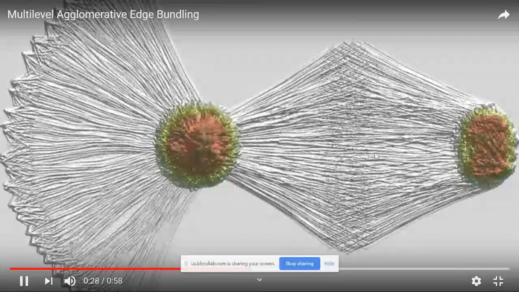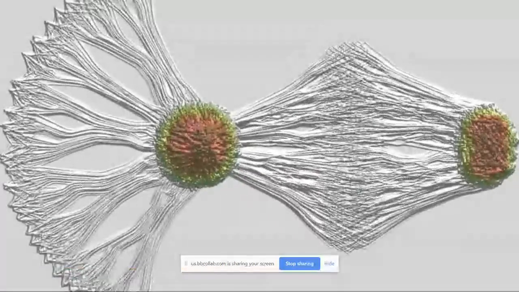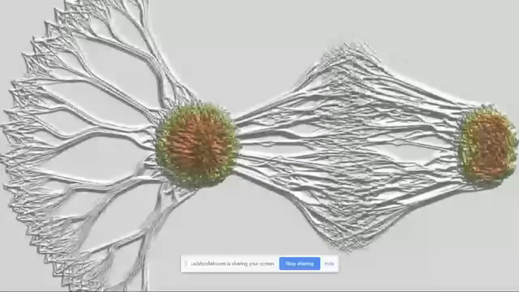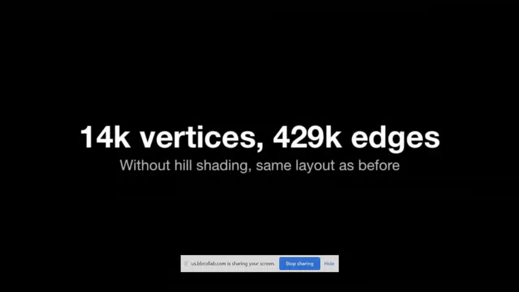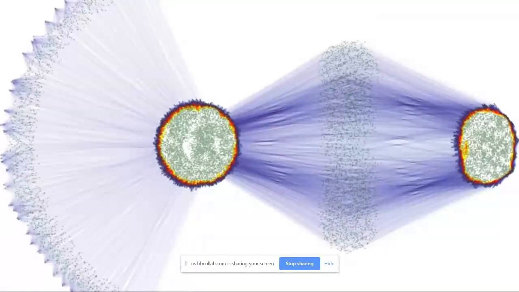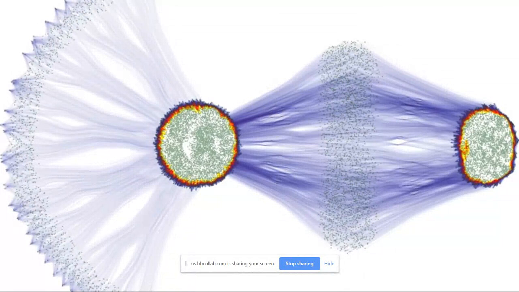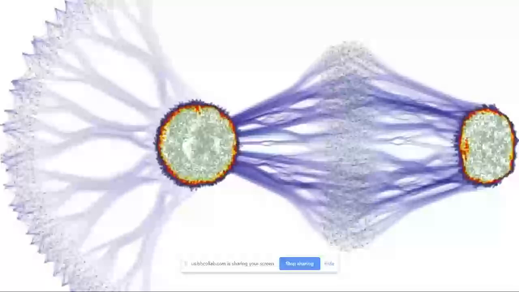We've seen this one before. That's the interactive level of detail. But in this case, they're bundling. They're not just changing level of details. They're making the links stick to each other. Kind of the same idea. You start to see big trunks.